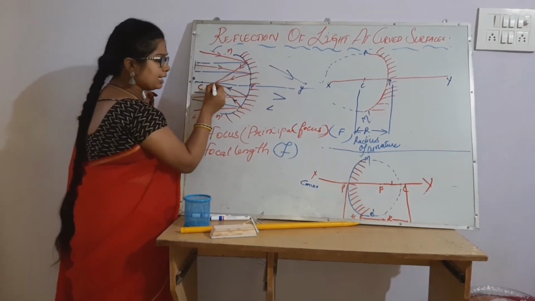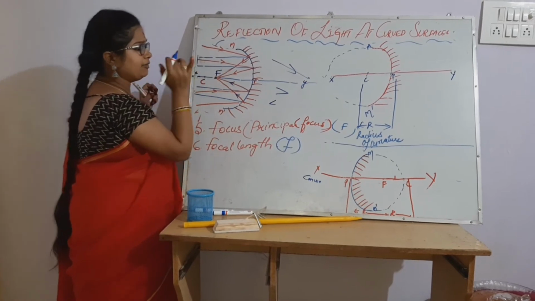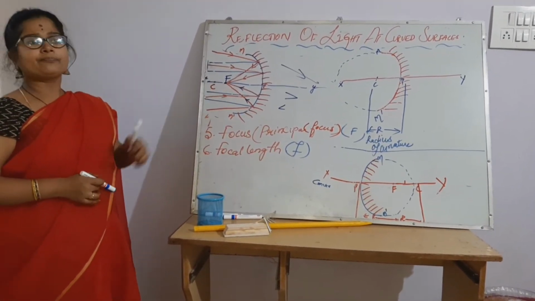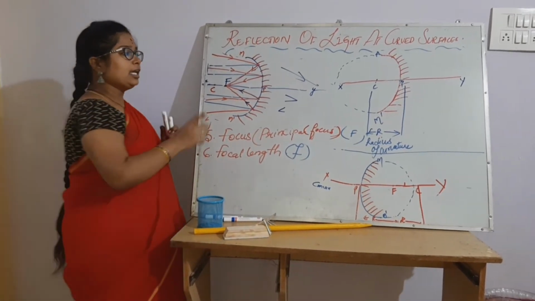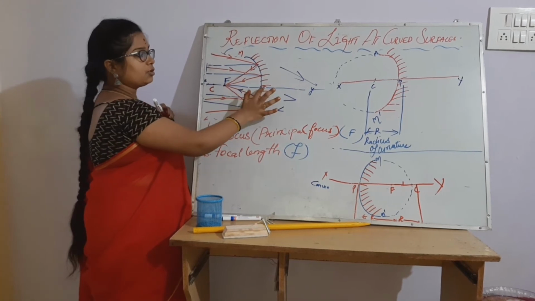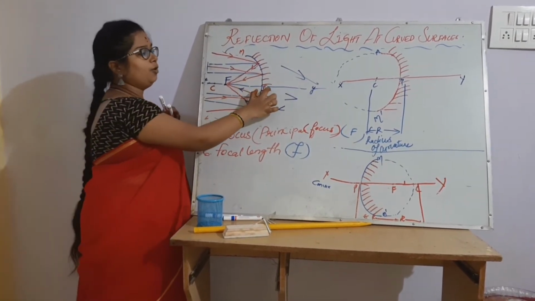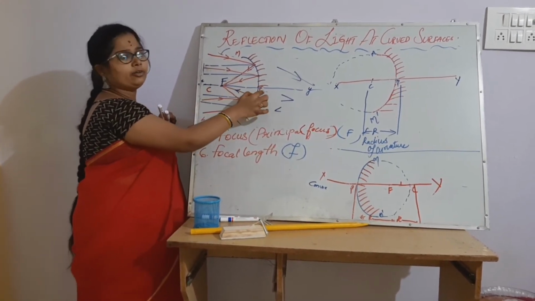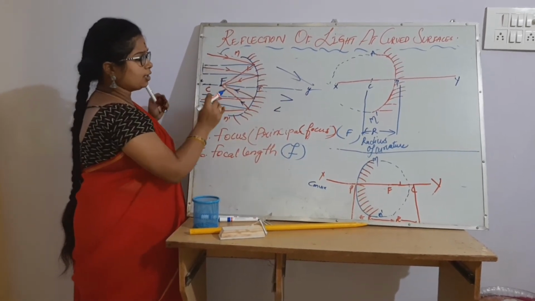So this is said to be the focus, capital F. Each and every distance you are supposed to measure from the pole itself. So pole to center of curvature, pole to focus. From the pole you need to take it. So from pole to focus, that is the principal focus.